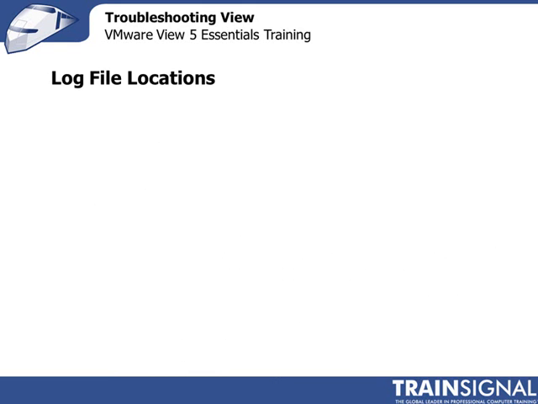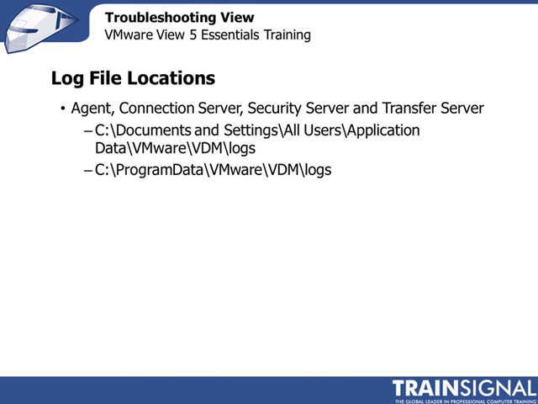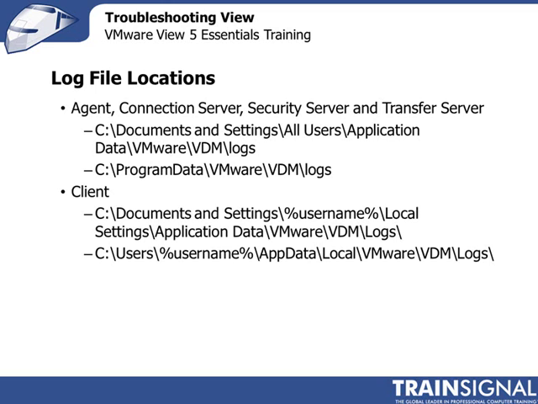Of course, no troubleshooting course would be complete without identifying where the log files are at. So for your agent, connection server, security server, and transfer servers, you can look in either the Documents and Settings or Program Data directory, depending on whether the operating system is Windows XP or Windows 2003, or Windows 2008 and Windows 7. In either case, they're in the directory called VMware/VDM/logs. On the client side, you'll look in the User's Application Data directory, under VMware VDM logs.